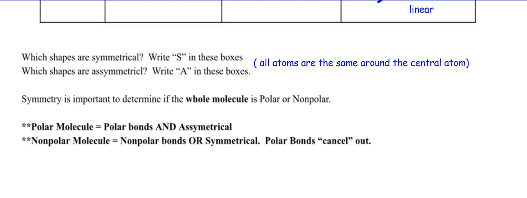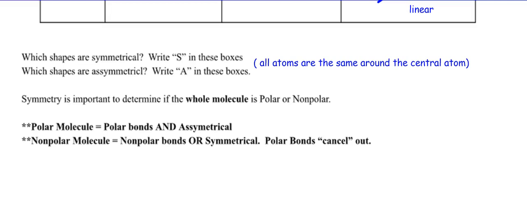Now, a nonpolar molecule will either have nonpolar bonds, which means there's no discussion. Now, if we have all carbons and hydrogens, okay, it's going to be nonpolar bonds, nonpolar molecule. But you could have a case where you have polar bonds but perfectly symmetrical. That means those polar bonds cancel out.